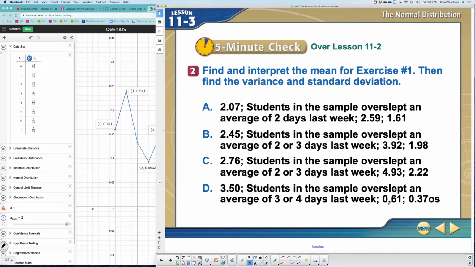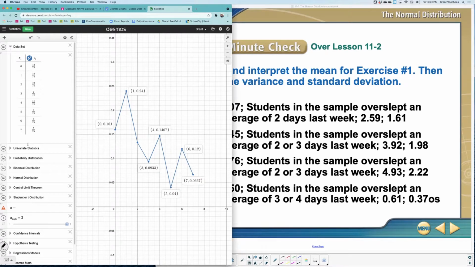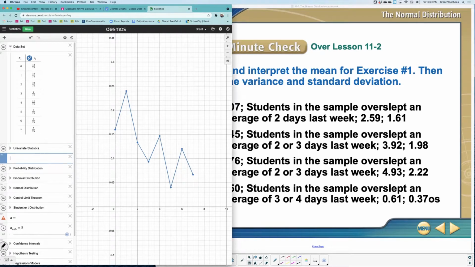Now, let's talk about number 2. It says, find and interpret the mean for exercise 1. Well, we talked about last class quite in detail about the math involved to find the mean. But what I did not tell you is, now that we're here, I'm going to let you know you can on Desmos type in mean.